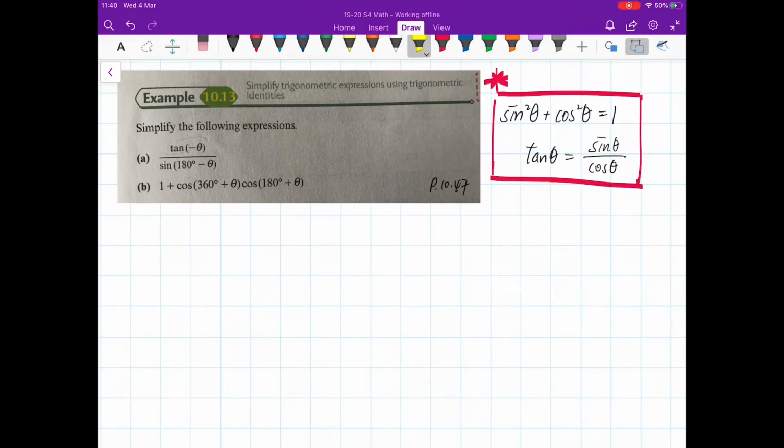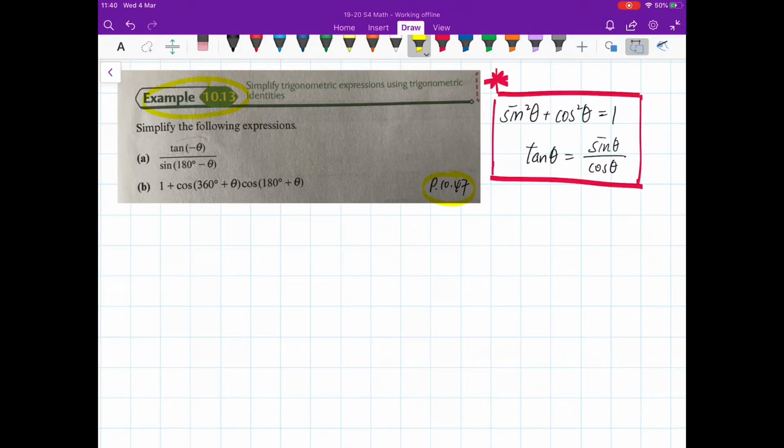So in this part of the video, I will give you two examples. The first example is example 10.13 in your textbook, page 10.47. Before we do the question, I will give you a quick revision. Please refer to the red box.